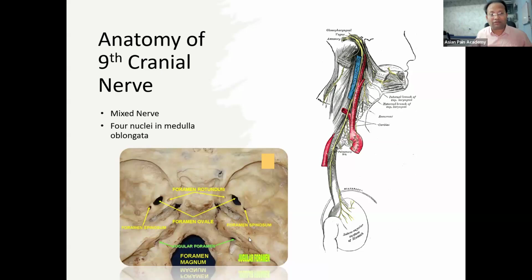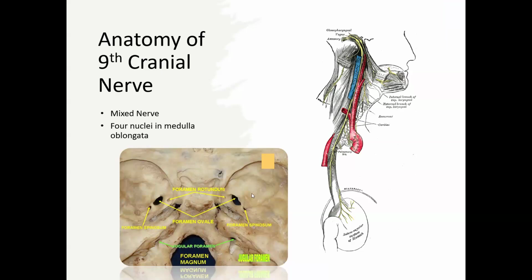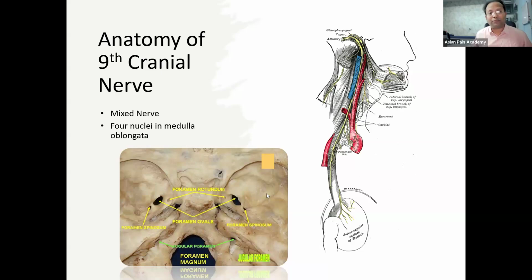So these are the jugular foramens. Here, this is the anterior side and this is the foramen magnum, the posterior side, and these are all three foramens. Of course, we cannot see the trigeminal areas. This is the foramen ovale, then on this side foramen rotundum, foramen spinosum, and these are the jugular foramens. These are in the posterior cranial fossa. From there, the glossopharyngeal nerve passes from the medulla.